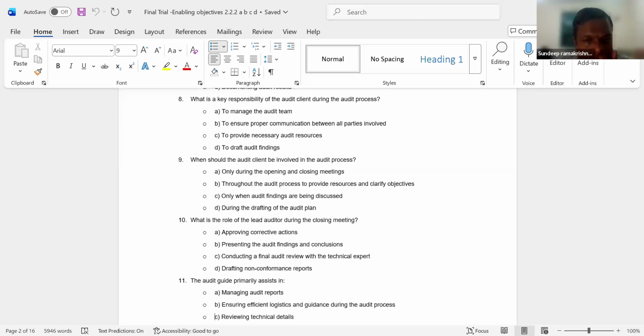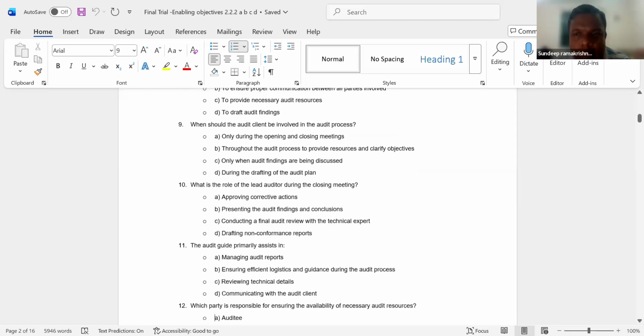Yes, Anil, what is the answer? What is your answer rather? So presenting the audit findings and conclusions. Right. Anybody else? Any other answer? Also B, presenting the audit findings. See, in the closing meeting, you have to read the question closely. In the closing meeting, you don't get corrective actions, only audit findings.